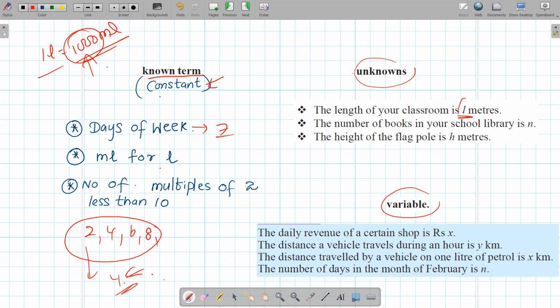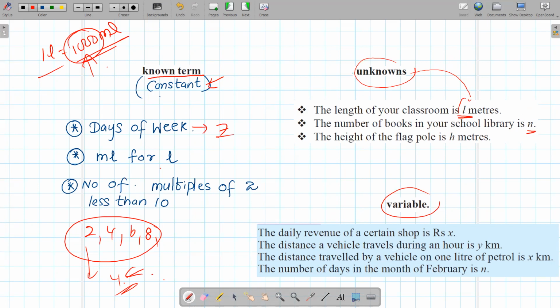So that we are calling unknown constant value. It's not changed, but you don't know. You can measure and figure out the length of the classroom. The number of books in your school library is n. The number of books in the school library is constant. Constant meaning, if you check the inventory and it is 1000 books, it is 1000 books. You don't know the value, but it's not changed.